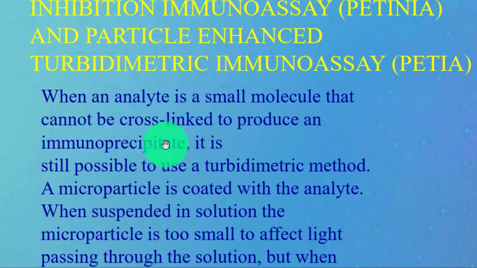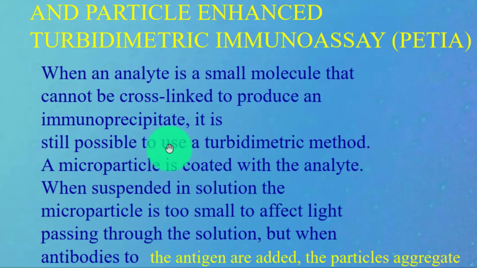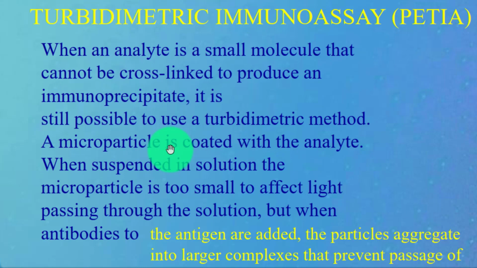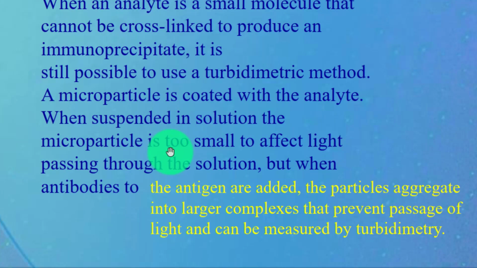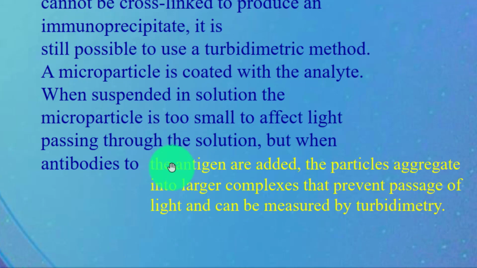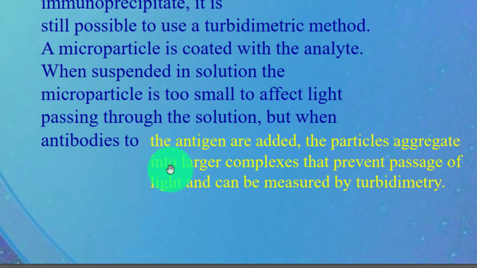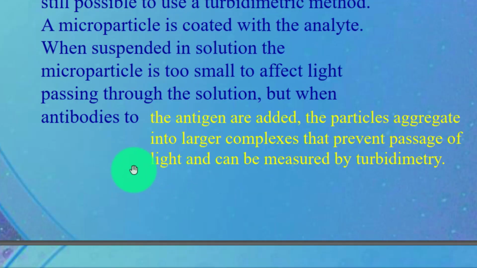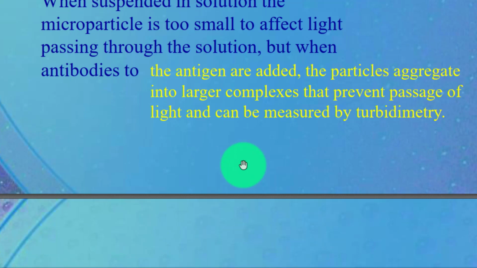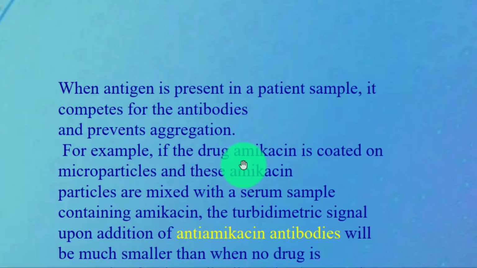When the analyte is a small molecule that can't be cross-linked to produce an immunoprecipitate, it is still possible to use a turbidimetric method. A microparticle is coated with the analyte. When suspended in solution, the microparticle is too small to affect light passing through the solution, but when antibodies to the antigen are added, the particles aggregate into large complexes that prevent passage of light and can be measured by turbidimetry.